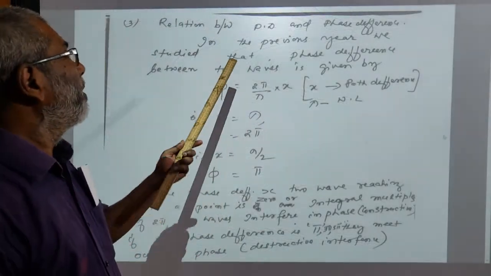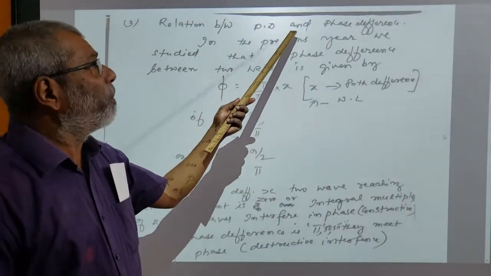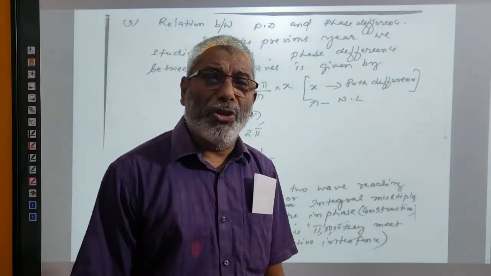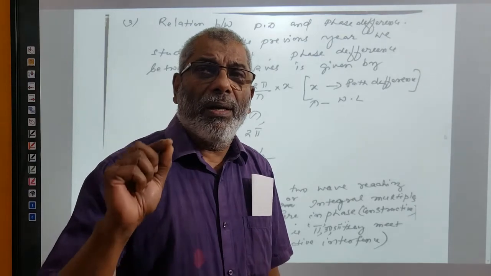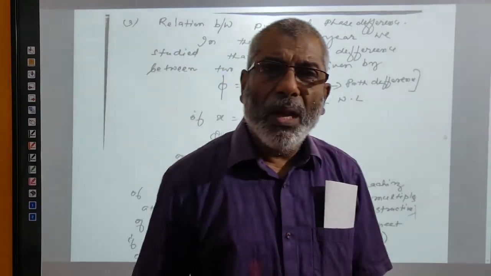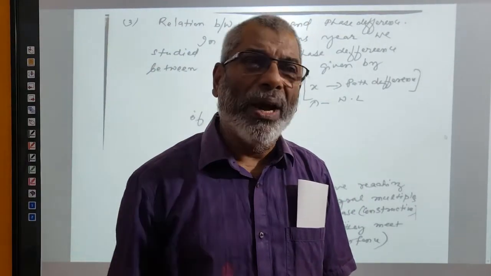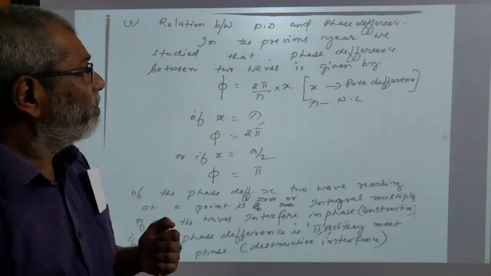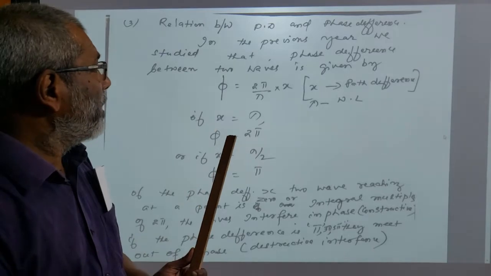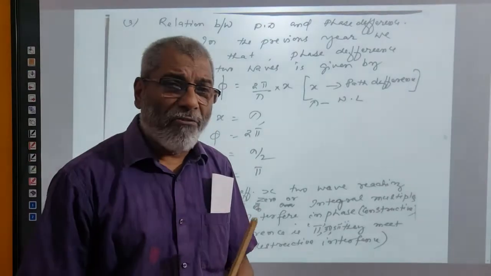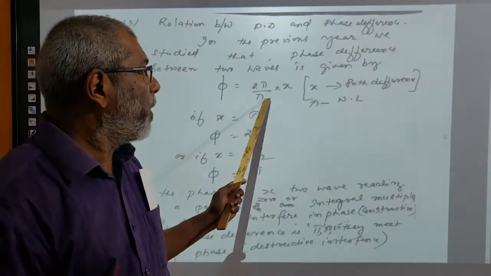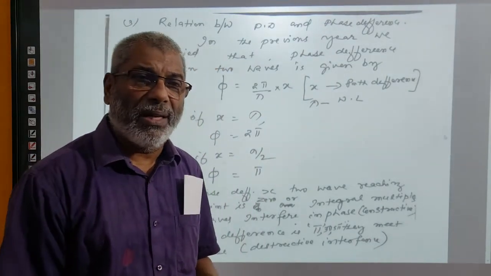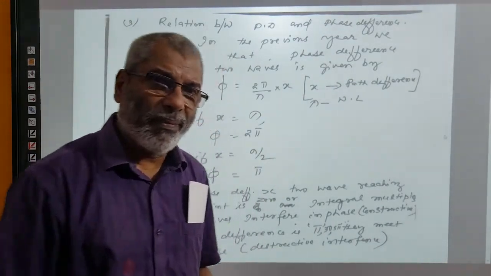The relation between path difference and phase difference. Path difference is denoted by small letter x and phase difference is denoted by phi. In the previous year we have studied the phase difference and path difference relation: phi is equal to 2 pi by lambda into x, where x is the path difference and phi is the phase difference.